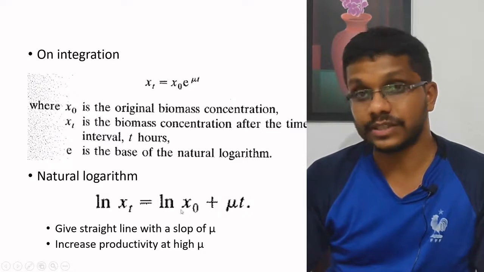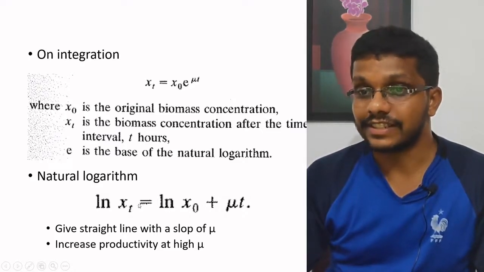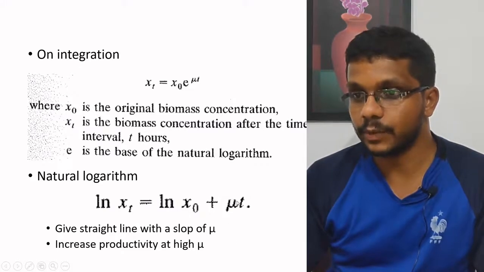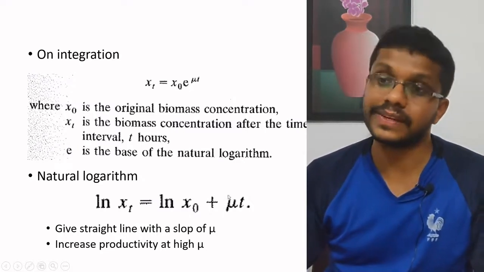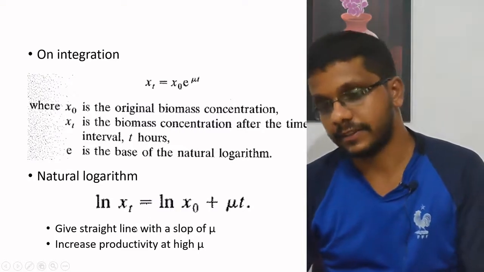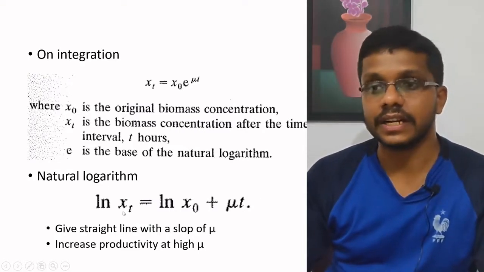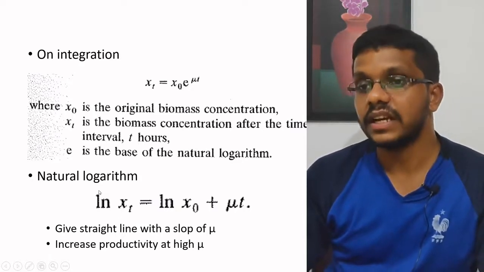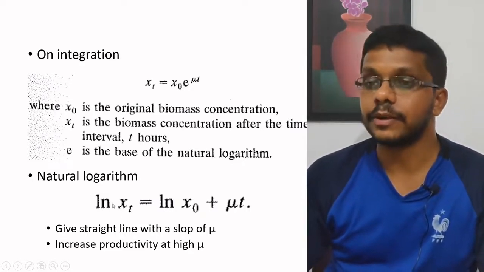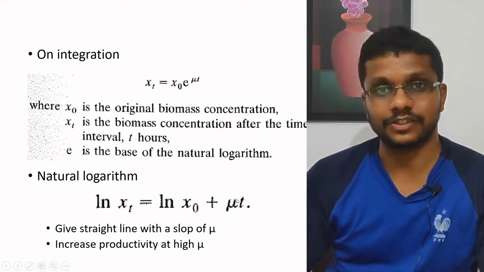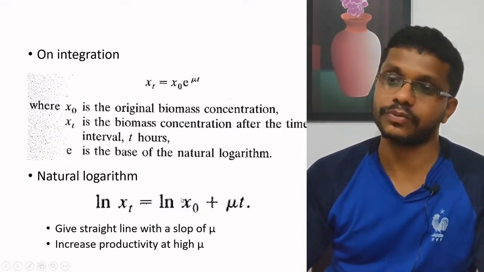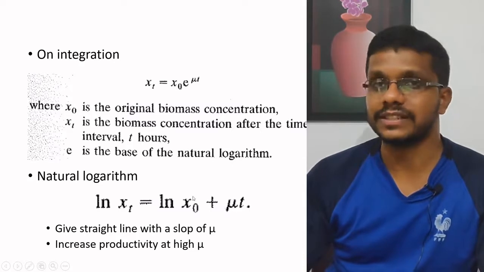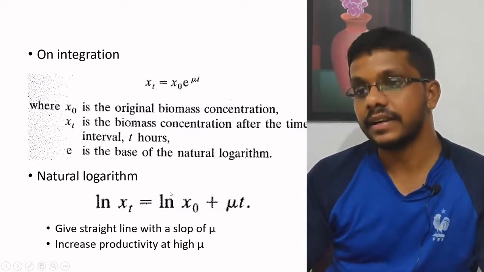It's an equation for a straight line, as you know, y is equal to mx plus c. So in this, mu is the slope. The straight line will have a slope of mu, and the productivity is directly proportional to mu. If the specific growth rate is high, the productivity will be high. So this is the derivation for the log phase of growth. In the log phase, we get a straight line because ln xt is equal to ln x0 plus mu t, and the slope of the growth curve is given by mu, which is the specific growth rate. If the specific growth rate is high, the productivity will be high.